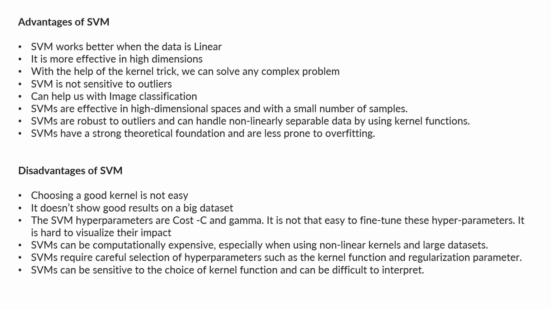Now, disadvantages. Choosing a good kernel is not easy. It doesn't show good results on a big dataset. The SVM hyperparameters are cost, C, and gamma. It is not that easy to fine-tune these hyperparameters. It is hard to visualize their impact. SVMs can be computationally expensive, especially when using nonlinear kernels and large datasets. SVMs require careful selection of hyperparameters such as the kernel function and regularization parameter.